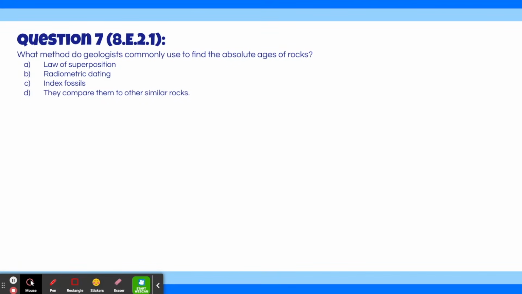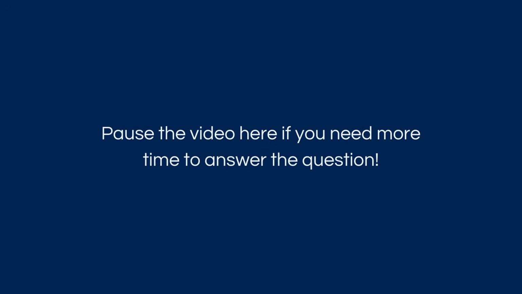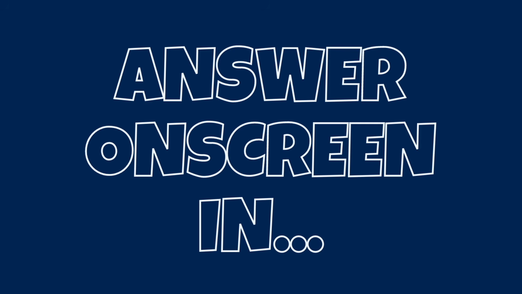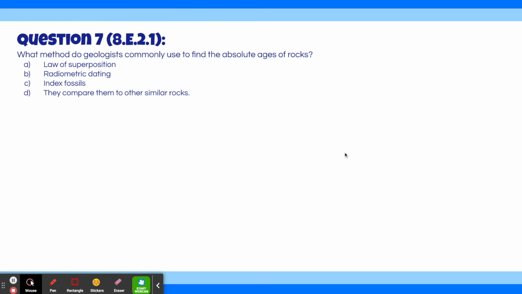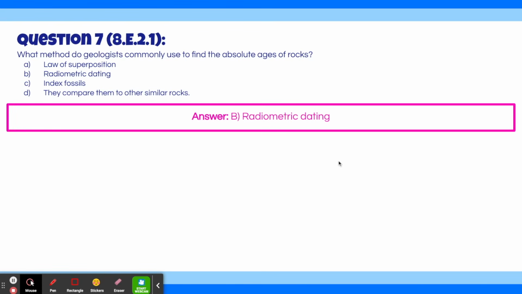Question 7. What method do geologists commonly use to find the absolute ages of rocks? A. Law of superposition. B. Radiometric dating. C. Index fossils. D. They compare them to other similar rocks. The answer is B. Radiometric dating.